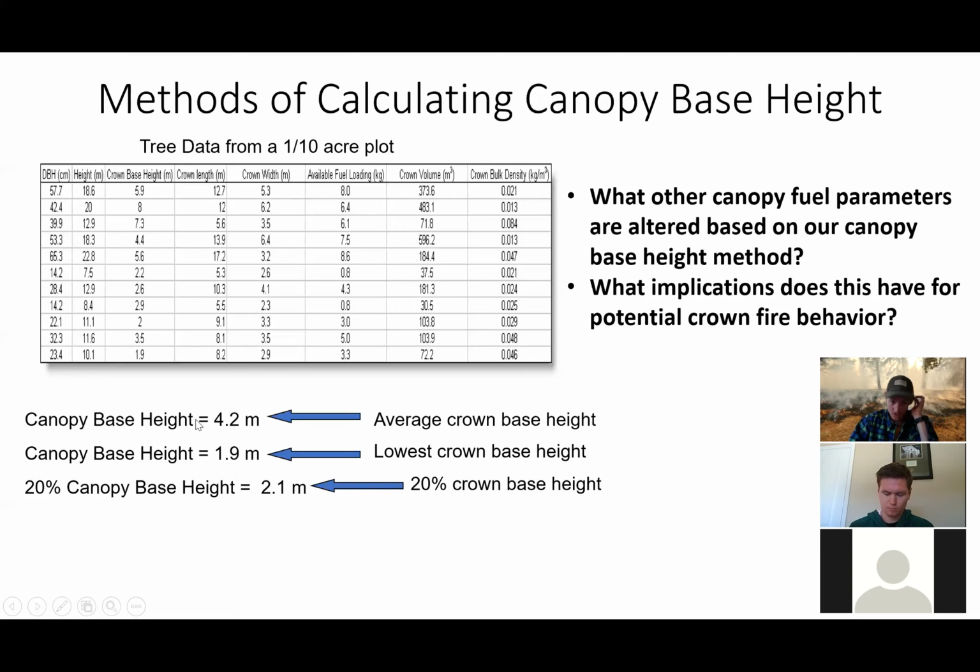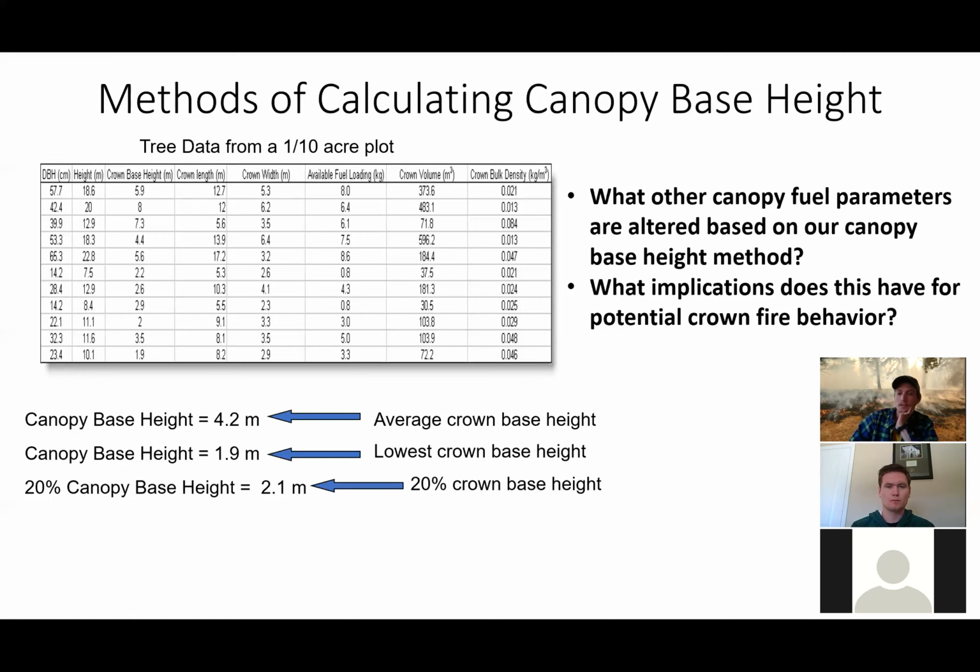So in addition to changing canopy base height, what other parameters get changed? So thinking about our ways that we quantify the canopy fuel complex, what else changes when we go from a canopy base height of 4 to a canopy base height of 2?